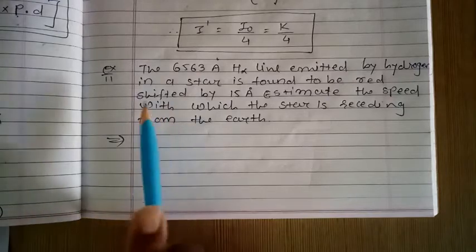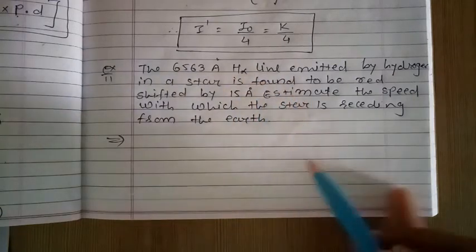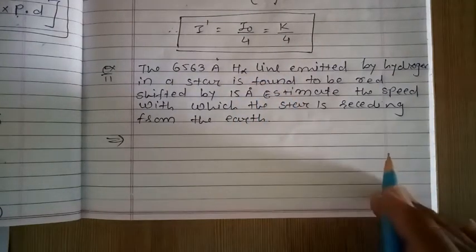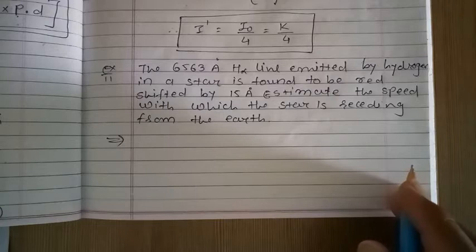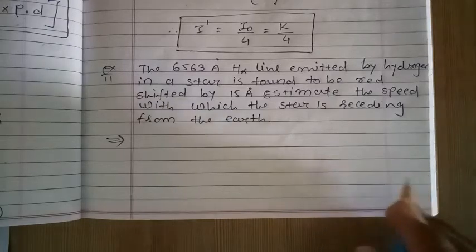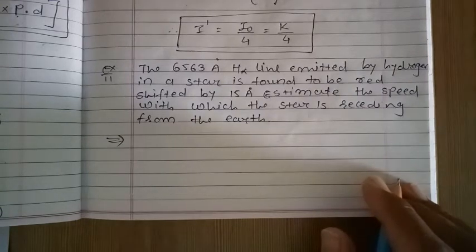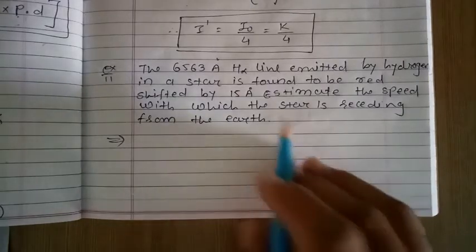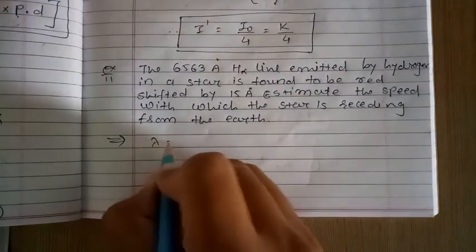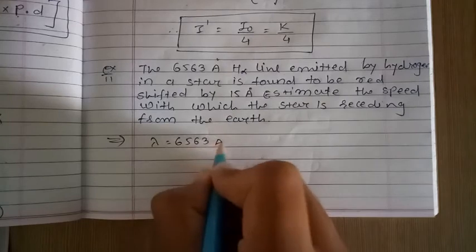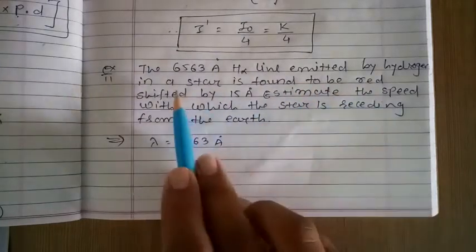Example number 11. The 6563 Angstrom H alpha line emitted by hydrogen in a star is found to be redshifted by 15 Angstrom. Estimate the speed with which the star is receding from the Earth. Now, here we know the wavelength of the H alpha line. So the wavelength lambda is equal to 6563 Angstrom, emitted by hydrogen in a star, found to be redshifted.